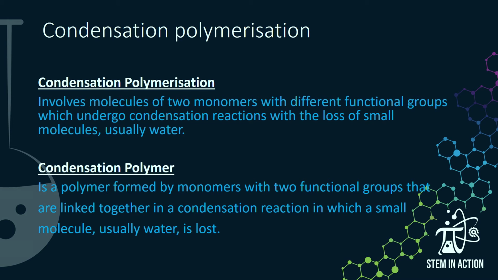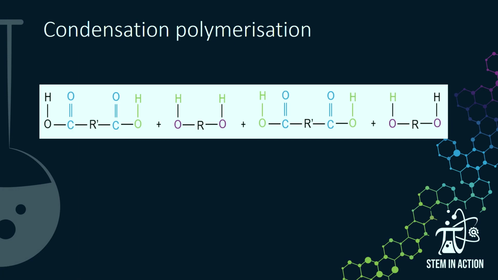So, in addition polymerization, we do not have a byproduct. We only start with our monomer, then we form our polymer. So there's no other byproduct. But here we are being told that with condensation polymerization, there is a byproduct, usually water. So here is an example.